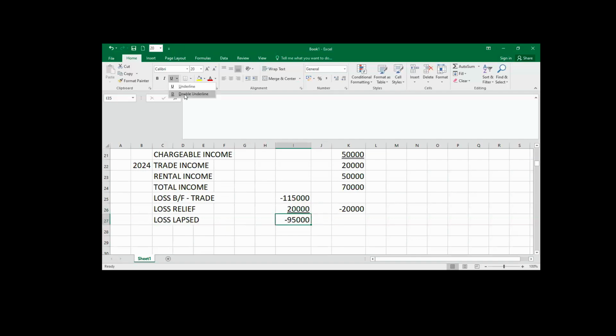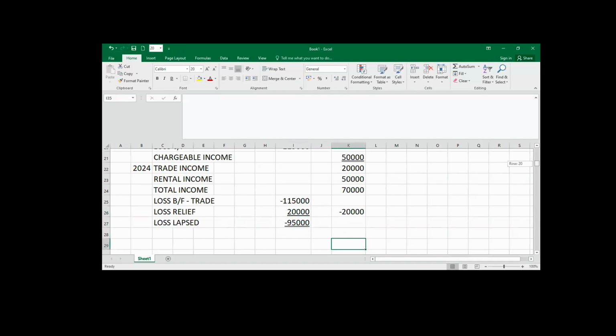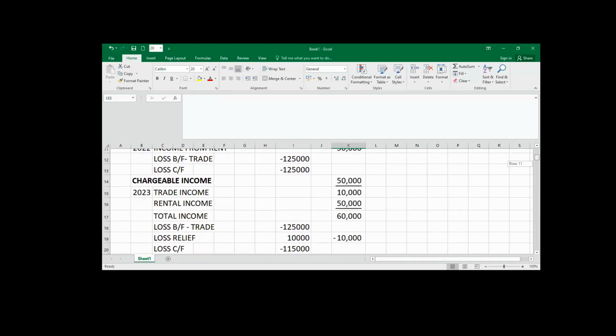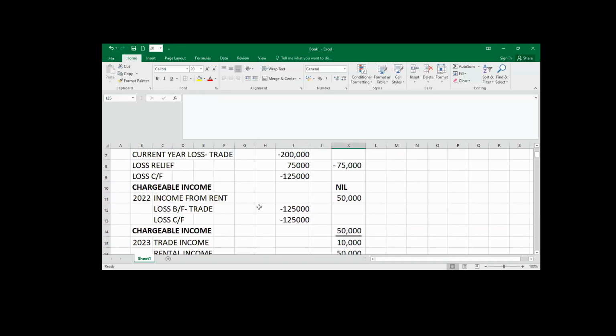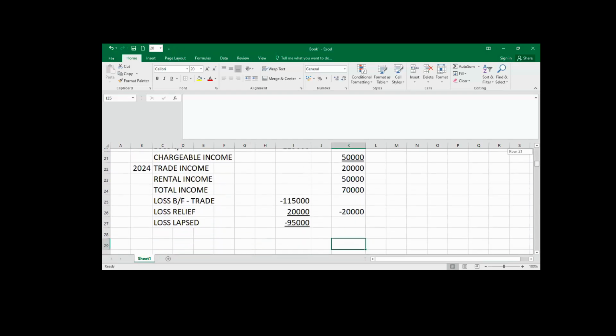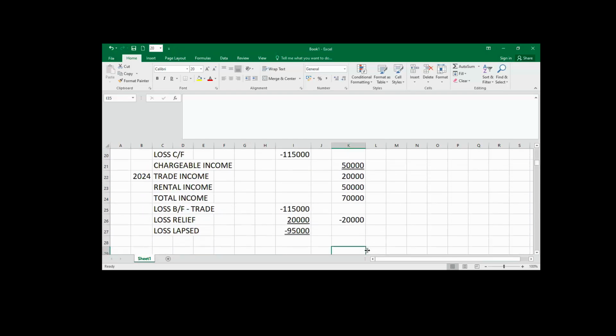After the 4th time, that loss cannot be recovered again. And don't say, but in 2022 it did not relieve. It has to follow that order of 4 times. The fact that it did not relieve does not mean the law asked him not to make income in that 2022 year of assessment.